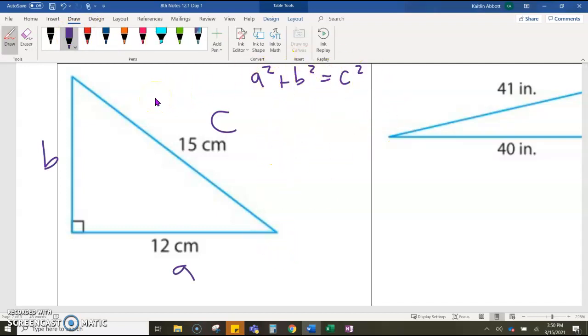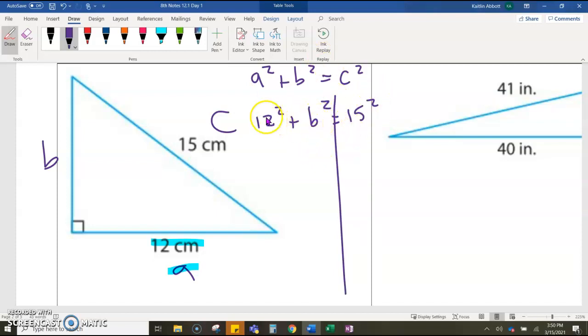So I do know what A is. A is 12. So instead of A, it's going to be 12 squared plus B squared. Do I know what B is? There's nothing here. Since there's nothing here, we don't know what it is, so it's still going to stay B squared equals C squared. What is C? 15. So I'm going to do 15 squared. Okay, now we're going to solve for the missing length. We're going to solve for B squared.